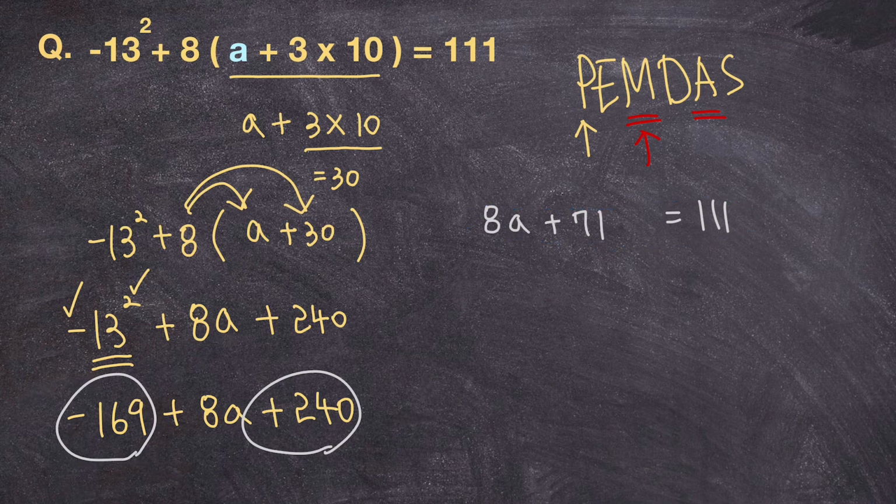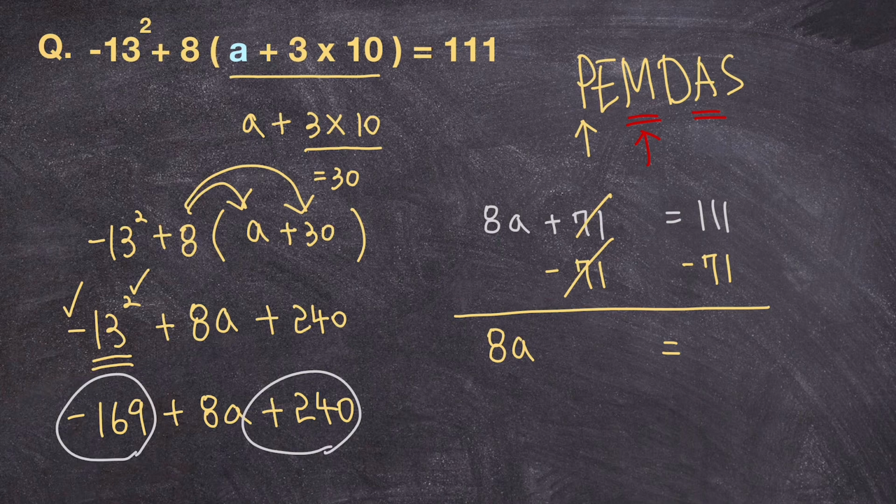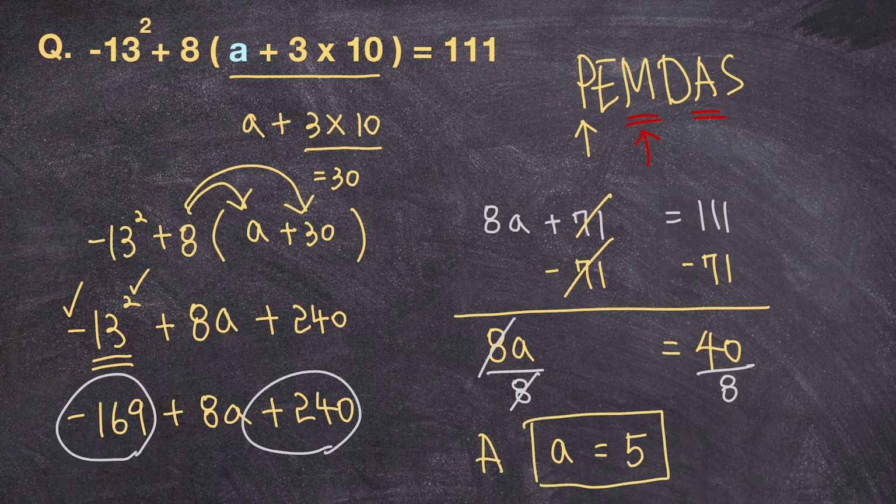So, in order to get rid of the 71 from the left side of the equation, I subtract 71 from both sides, and I get 8a is equal to 111 minus 71, which is equal to 40. Very convenient. Last step, divide both sides with the coefficient of a, and I end up with a is equal to 40 divided by 8, which is 5. So there you go, that's my final answer. a is equal to 5.